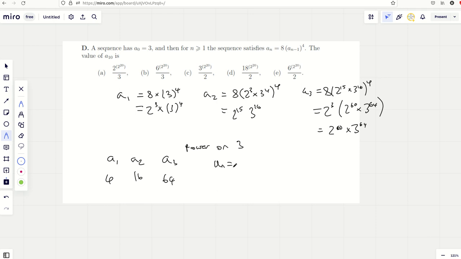U n equals a r to the n minus 1, I suppose. So 4 times 4 to the n minus 1. And so U10 is going to be 4 times 4 to the power of 9, yeah? Which is going to be 2 squared times 2 to the power of 18, which is 2 to the power of 20, yeah? Okay, great. We've got that as our power of 3. So we know that for A10, it's definitely going to be times by 3 to the power of 2 to the power of 20, yeah?